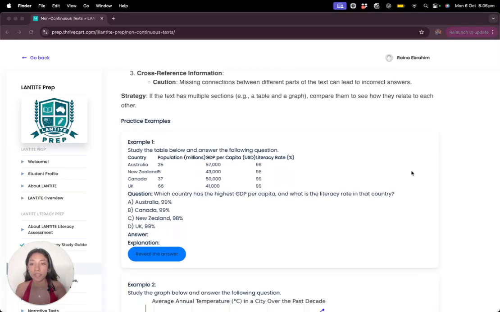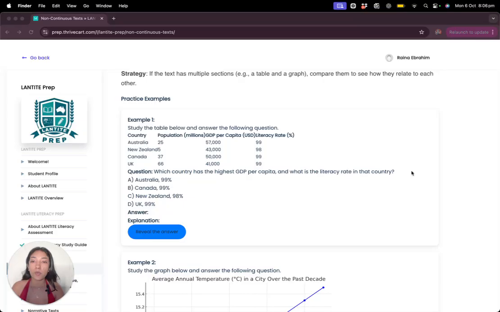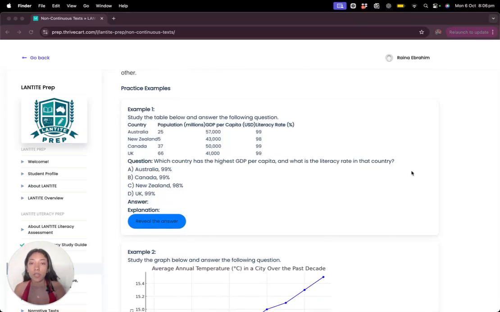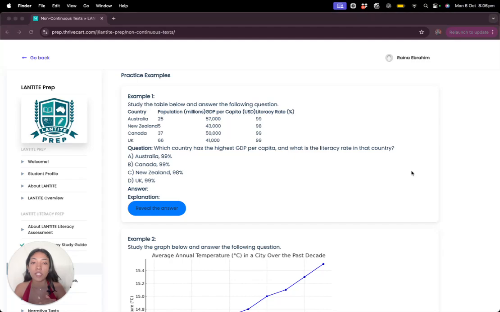So here are some practice examples. Example 1. Study the table below and answer the following question. I'm going to read the question first, then I'm going to look at the graph. We have: which country has the highest GDP per capita and what is the literacy rate in that country? So we have the answers below. A, Australia, 99%, B, Canada, 99%, C, New Zealand, 98%, and D, UK, 99%.